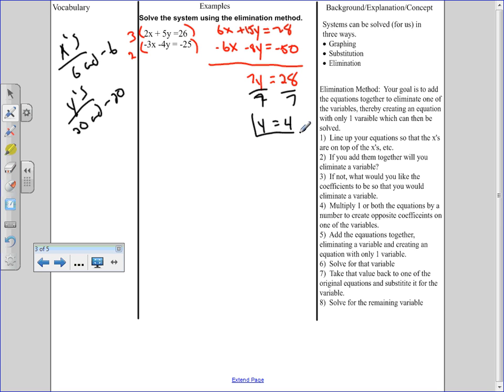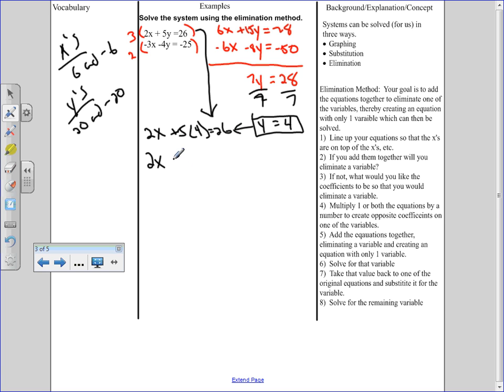Now, we're not done solving the system. We found y. Now we can come back to either one of the originals or one of the ones we made. I'm going to choose this one. There's no negatives. I'm going to choose that one: 2x plus 5, and now I can replace y with 4, equals 26.